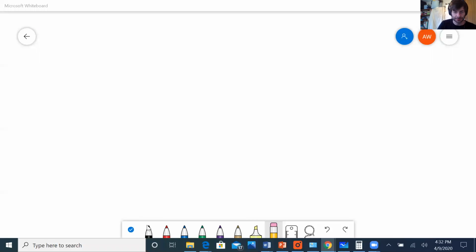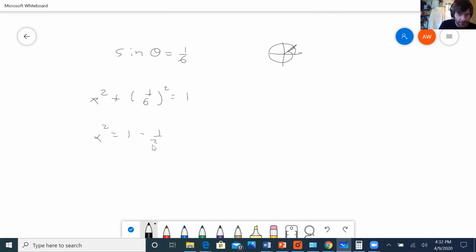So we said sine theta is 1/6, and we live over here in this quadrant. Since you got the other ones right, I'm going to assume you got the cosine, but I'll just do it real quick anyway. So that tells me x squared is 1 minus 1 over 36, and x is going to be root 35 over 6. Well, technically plus or minus, but since I'm over here, it's going to be the plus. So that is my cosine theta.